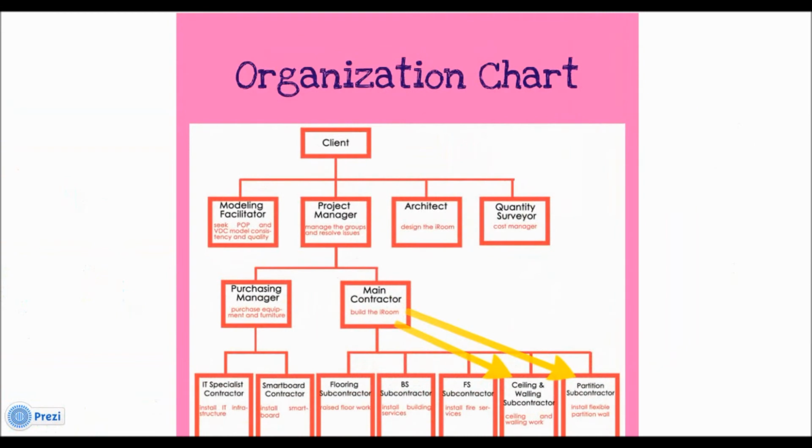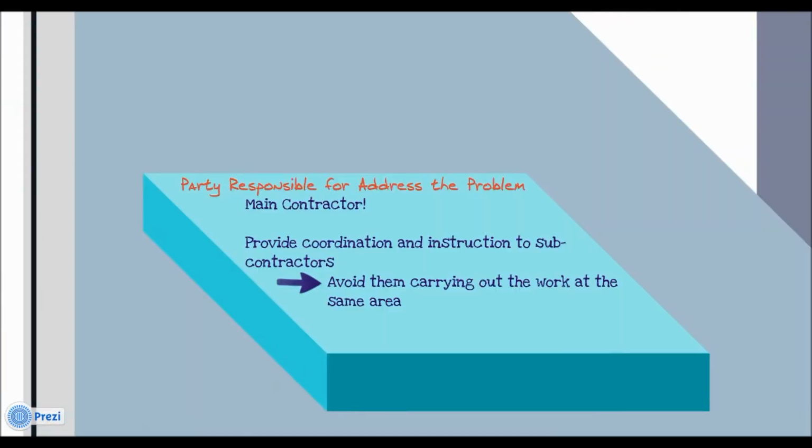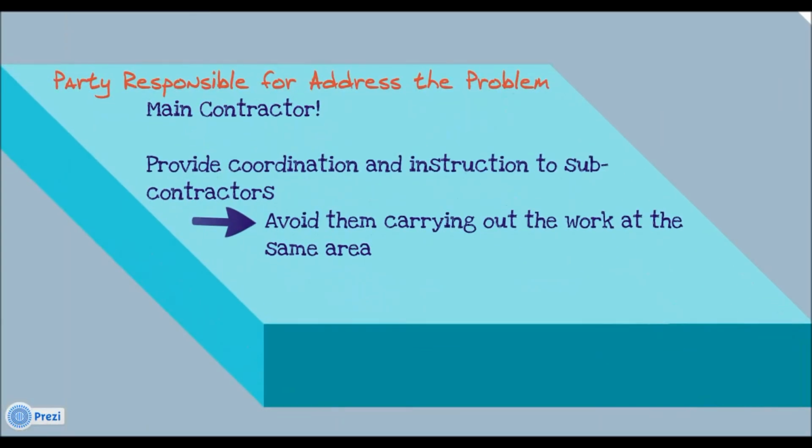From the organization chart, the main contractor is on top of the related subcontractors. Therefore, the main contractor has to provide coordination and instruction to subcontractors so as to avoid them carrying out the work at the same area.